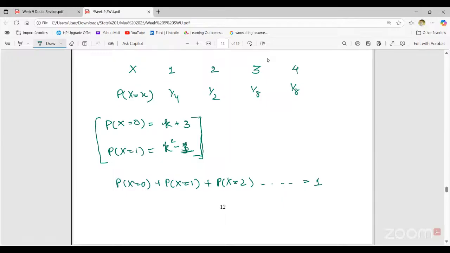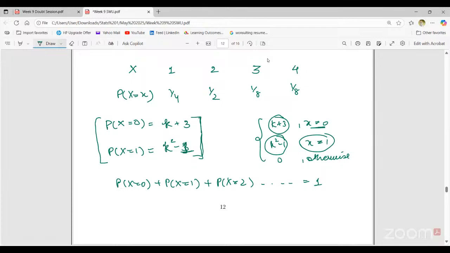Ma'am, this is like a PMF function, P of x equals to K plus 3 for x equals to 0 and K square minus 1 for x equals to 1, in curly brackets. It must have been written like this, right? So it is K plus 3 for x equals to 0, K square minus 1 for x equals to 1 and 0 otherwise, correct? Yes. So what is this showing? That at x equals to 0, the probability value is K plus 3. At x equals to 1, the probability is this one, correct?